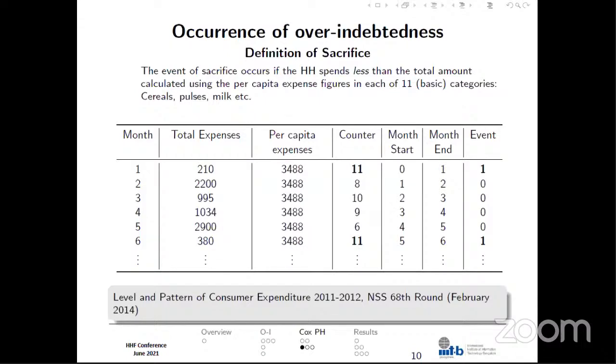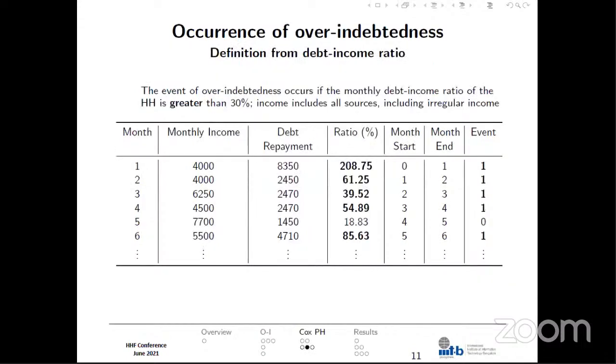Then the next definition that we have is again the standard debt to income ratio. Here we have just taken the plain ratio of the amount that the household spent on repaying its loans versus its monthly income. Monthly income here includes all sources except loans, of course. So this could also be income from pensions, income from gifts, income from selling some property or some livestock, or from agriculture. Irregular income, primary source of income.